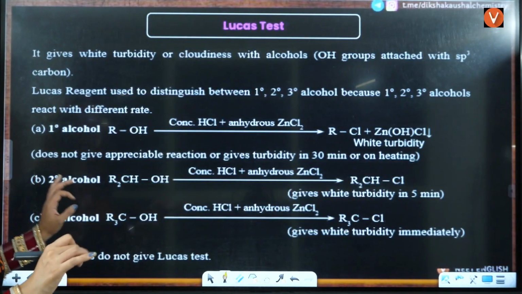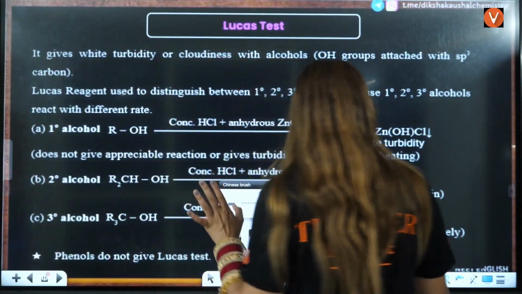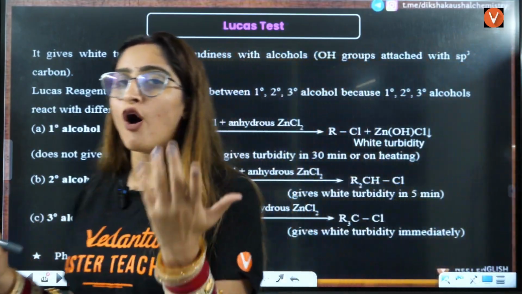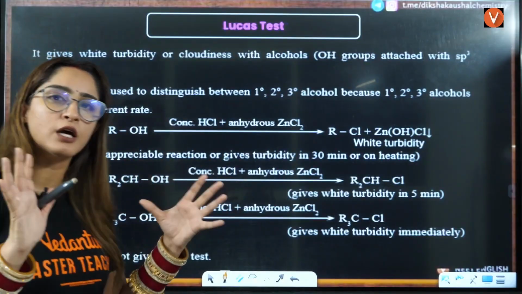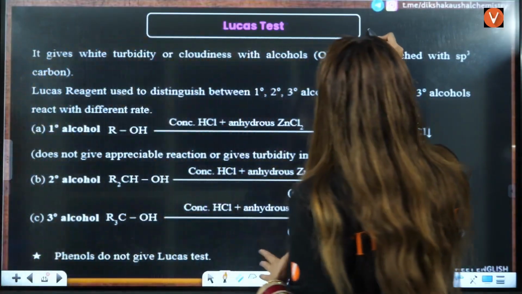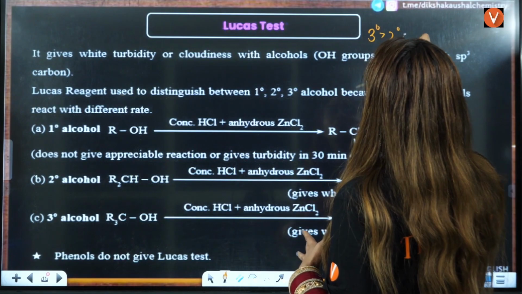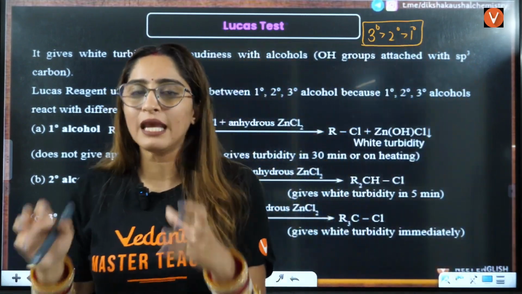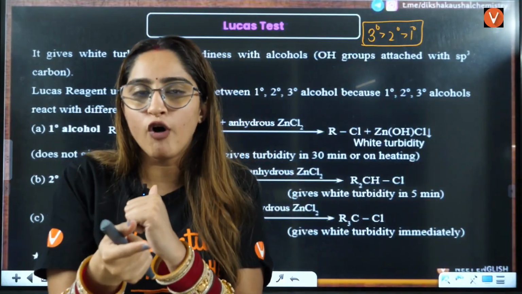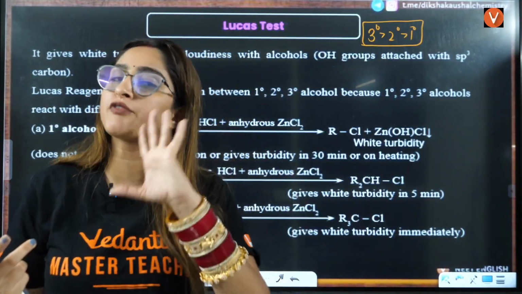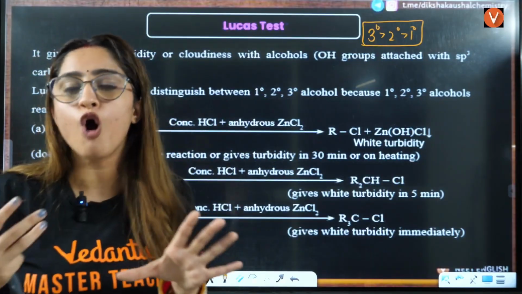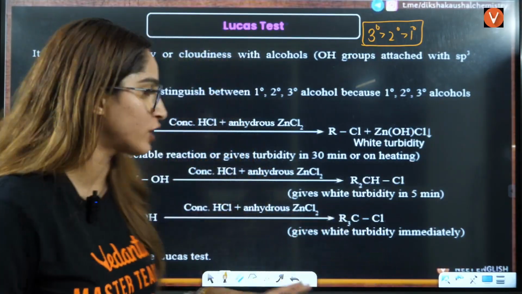Next we have the Lucas test, that is for the detection of 1 degree, 2 degree, 3 degree alcohols. For this, you have to see the turbidity here. So remember that the order is 3 degree, then 2 degree, then 1 degree. 3 degree will have the maximum turbidity, right? That will instantly form turbidity. 2 degree will form it after 5 minutes, right? But 1 degree will form after prolonged heating, and that too after 30-40 minutes, right?